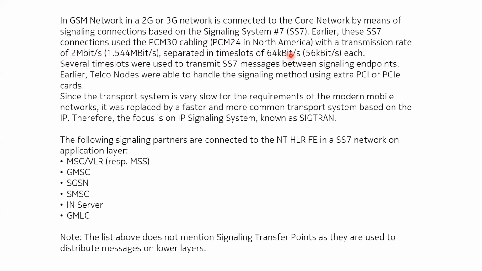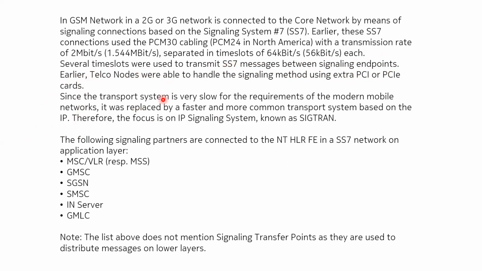If you are an IT engineer and you do ping, you will get one time slot each, which is ICMP. You will send this 64 or 56. So several transceivers were used to transmit SS7 messages between signaling endpoints. Signaling endpoint is the one that Achmad said is the signaling control point. So earlier, telco nodes were able to handle signaling using a PCI card. They don't use UTP like we see today; before, they used a PCI card for this SS7.